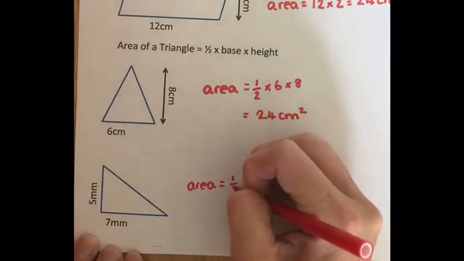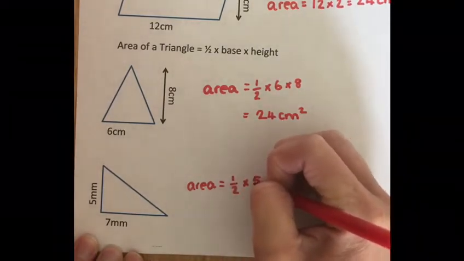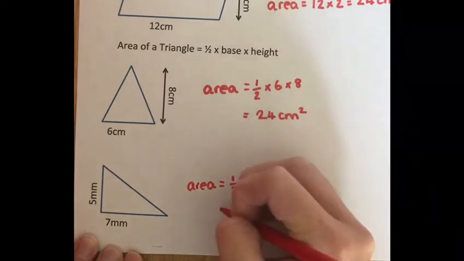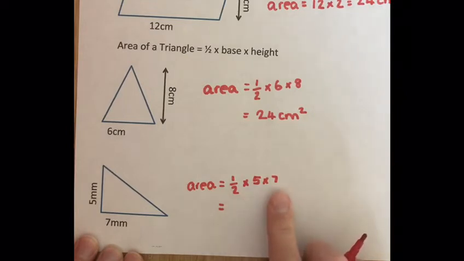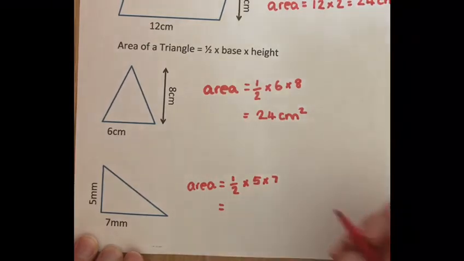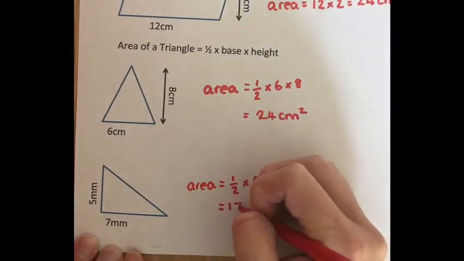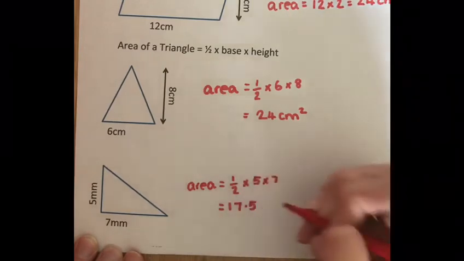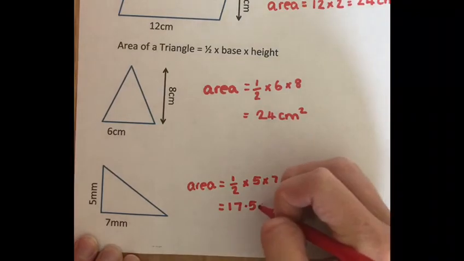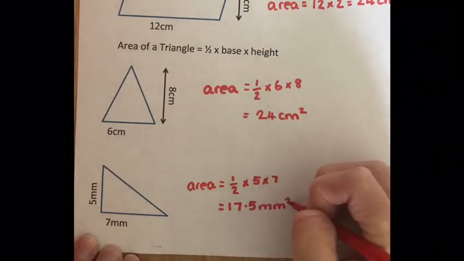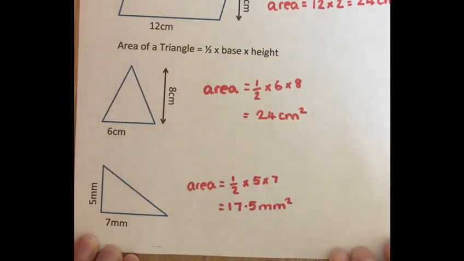So you're going to work out half of 5 times 7. Now, because half of 5 would be 2.5 and then multiplying by 7, you may find that difficult. It's easier to do 5 times 7 to get 35 and then half your answer to get 17.5. And this question is measured in millimetres, not centimetres. So my answer has the units millimetres squared.